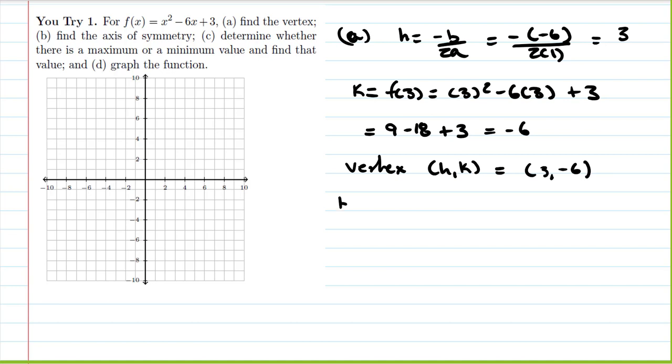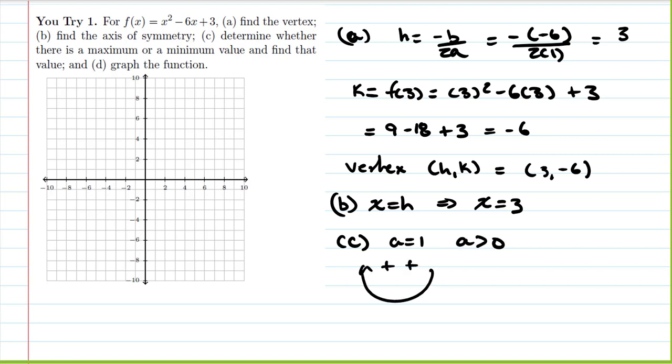So then B wants us to find the axis of symmetry, which is x equals h. And we just found h in the previous part, so it's x equals 3. And then for part C, our a value once again is 1. So it's bigger than 0, so that means our parabola once again is happy. So we're going to have a min at the vertex, which is at 3 and negative 6.